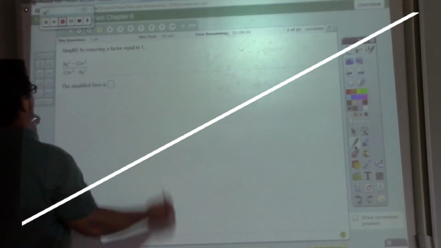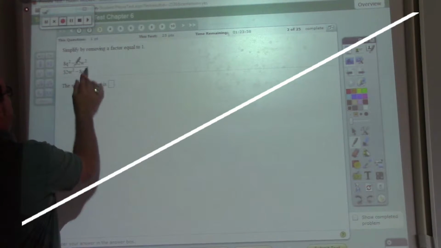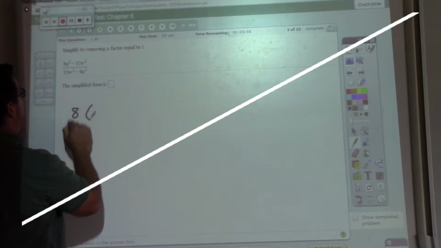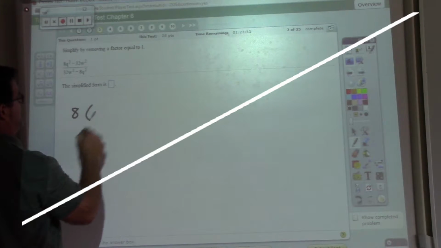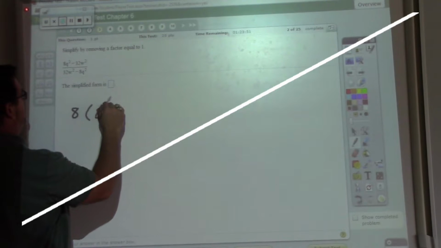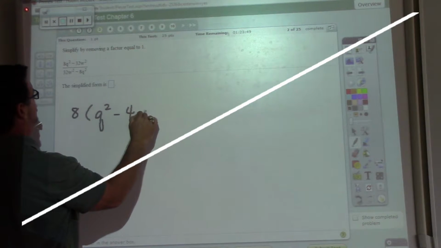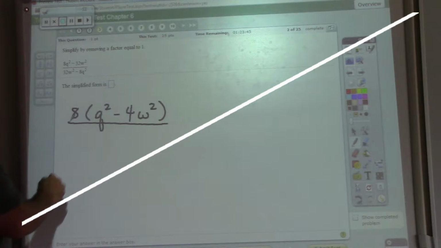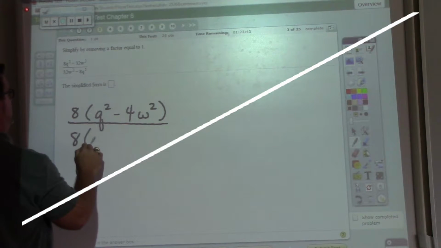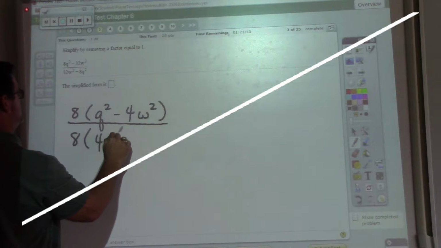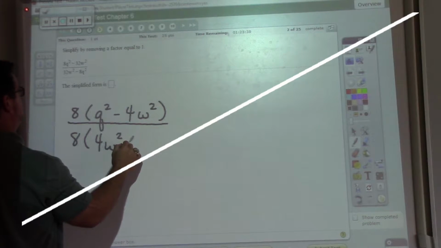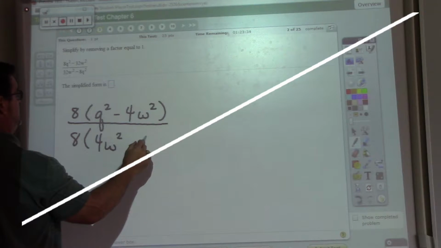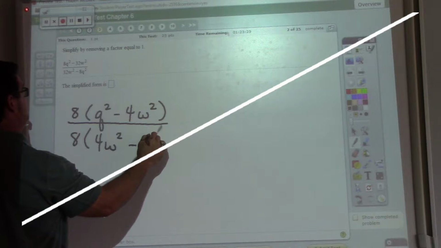All right, what's in common here? What's in common? 8. That leaves you q squared minus 4w squared over, I'm going to take out an 8 here, and that'll give you 4w squared. Do you have to take out a negative? No, just kidding. Keep going. Can I be in charge for a while? No. Okay, q squared.